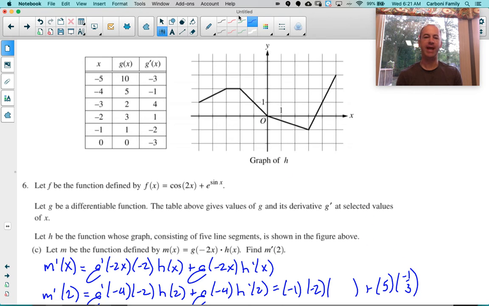And so now I need h of 2. And because h is a line, we are not going to estimate that. You can find that exact point.